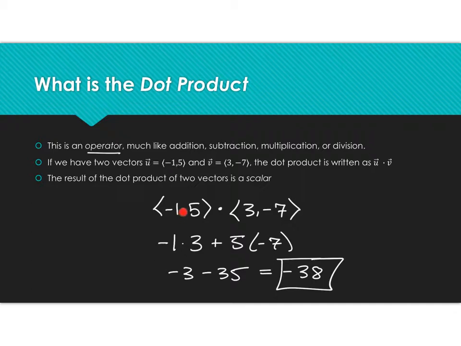So I had two vectors to begin with. If I take the dot product of two vectors, the result is a scalar, just a number. So that's this new operator, the dot product. That's how it works. X times x plus y times y, that number is the result of your dot product.